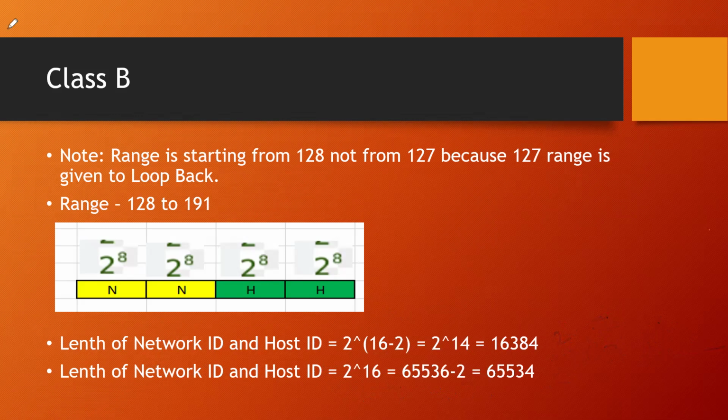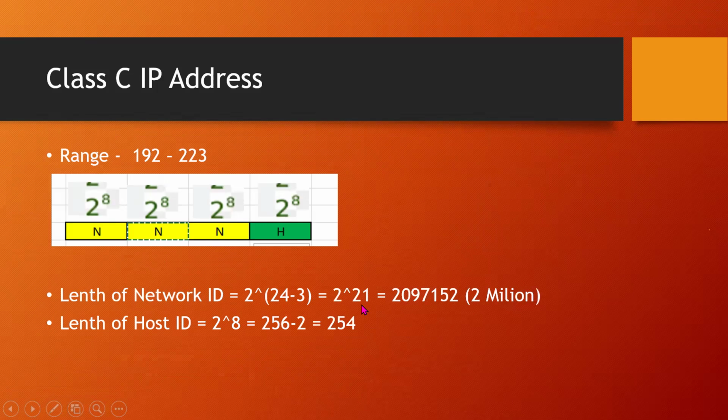So class B is over. Now we are going to discuss class C. What is the range of a class C IP address? It is 192 to 223. Here 3 octets are given to the network ID and 1 octet is given to the host. So the value is 2 to the power 8 plus 8 plus 8, which is 24. So 2 to the power 24 minus 3.